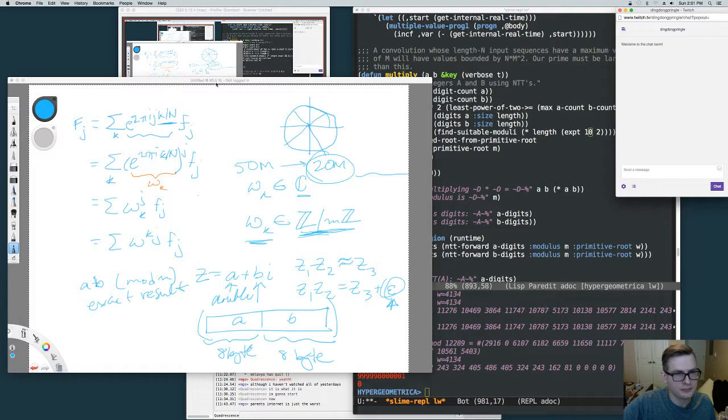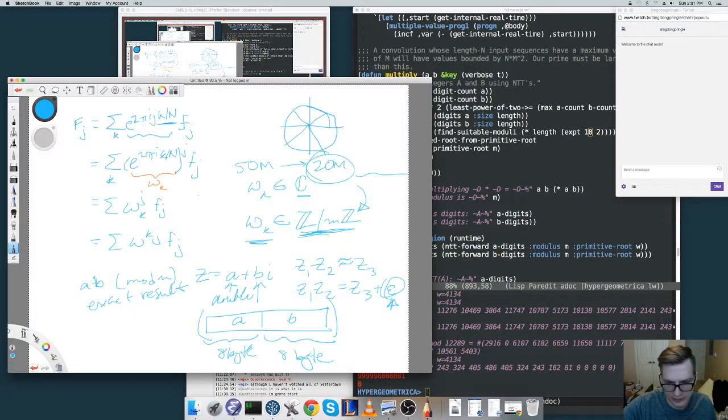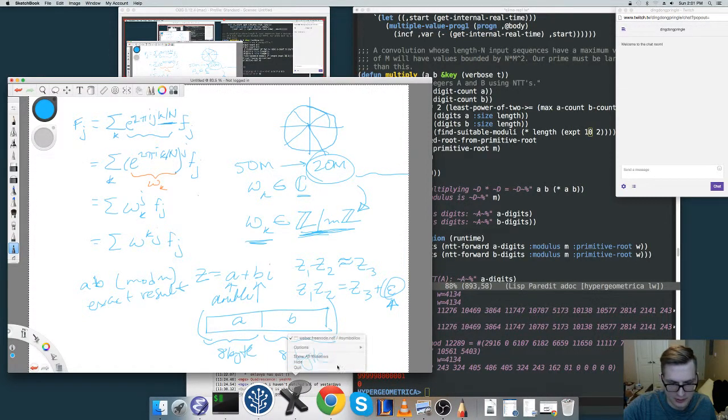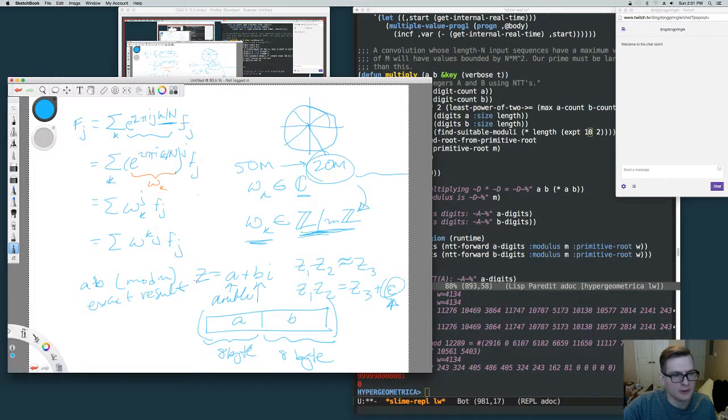So that's the whole point of going from complex numbers to these integers mod m. The problem that arises is, if we're still doing integers, if we're doing multiplication of multiple precision digits, then we can still get a different type of problem, which is that products, for example, might overflow.